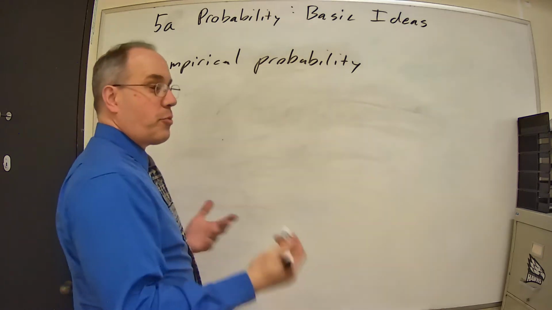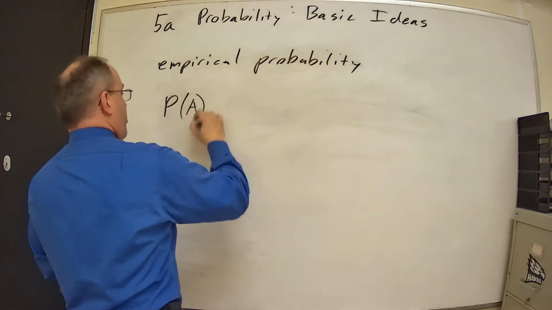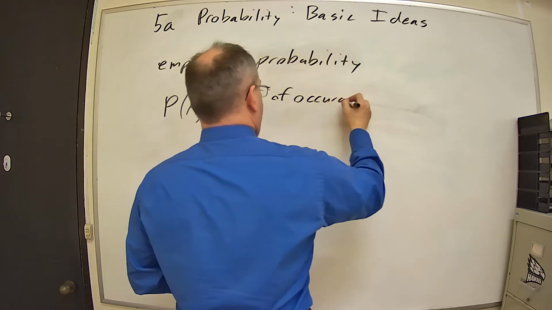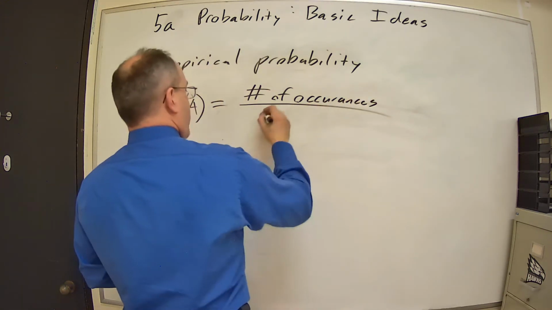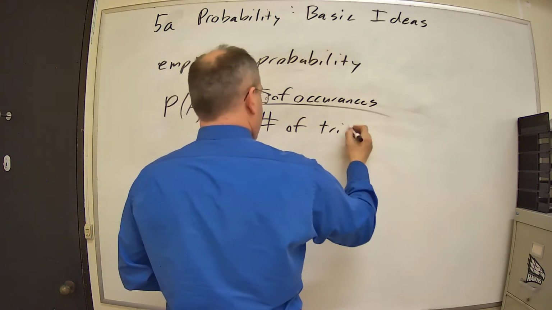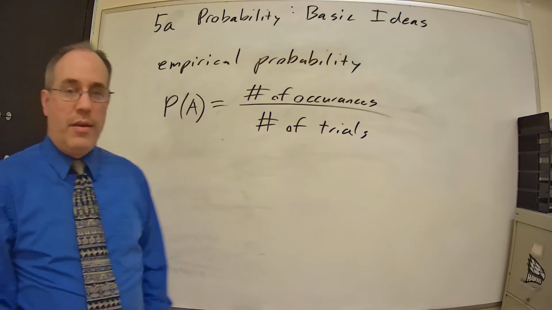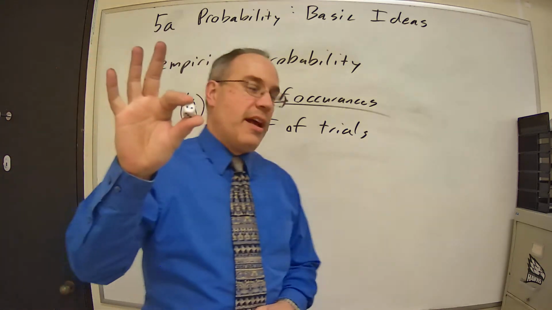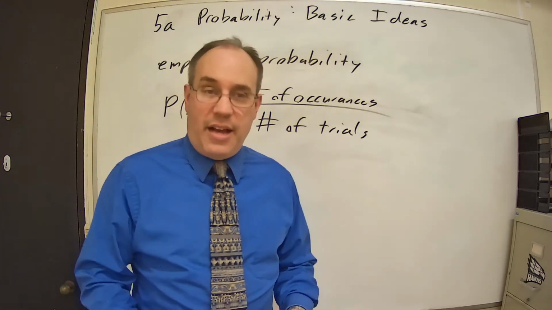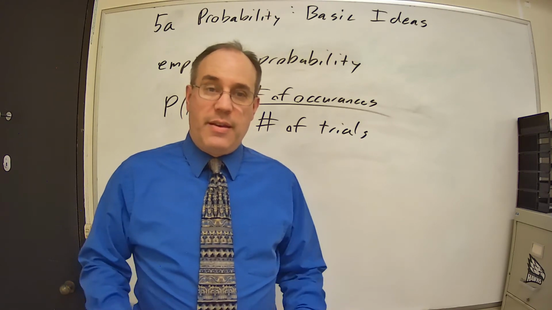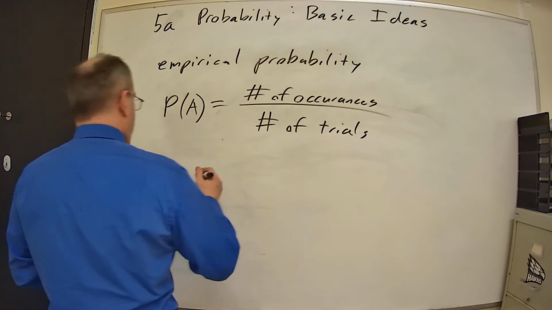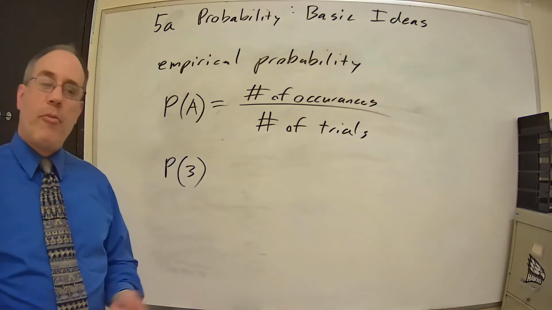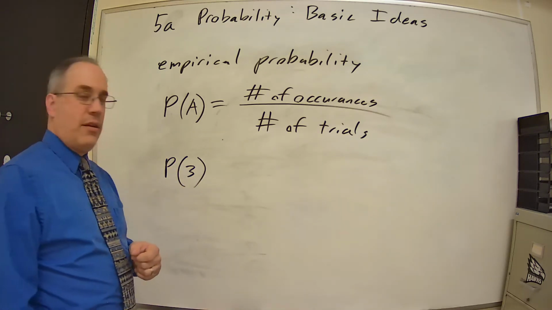So empirical or experimental probability, the probability that event A occurs, is equal to the number of occurrences over the number of trials. So let's say I take a die. I've got a die, and I roll this die 10 times. Let's find the experimental probability that I will roll a 3.